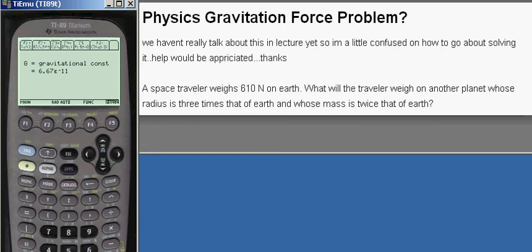Say it's okay. The gravitational constant, you're supposed to know that by heart too, 6.67. This is Newton's invention. He's credited with that, actually.